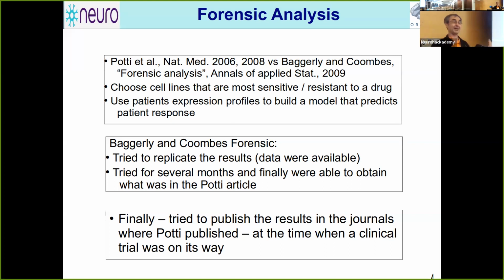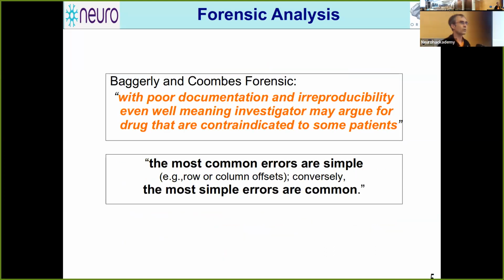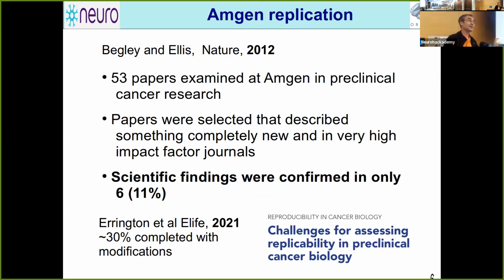Which one is without the header, where probably the communication was very poor and all those things. And therefore, all the genes were shifted by 1 line, and that's how the mistake happened. So they conclude, Baggerly and Coombes conclude, poor documentation, even well-meaning investigators may argue for drugs that are contraindicated to patients. They say the most common errors are simple, like a row or column offset. And the simplest errors are also common in those fields. So that's an interesting story.